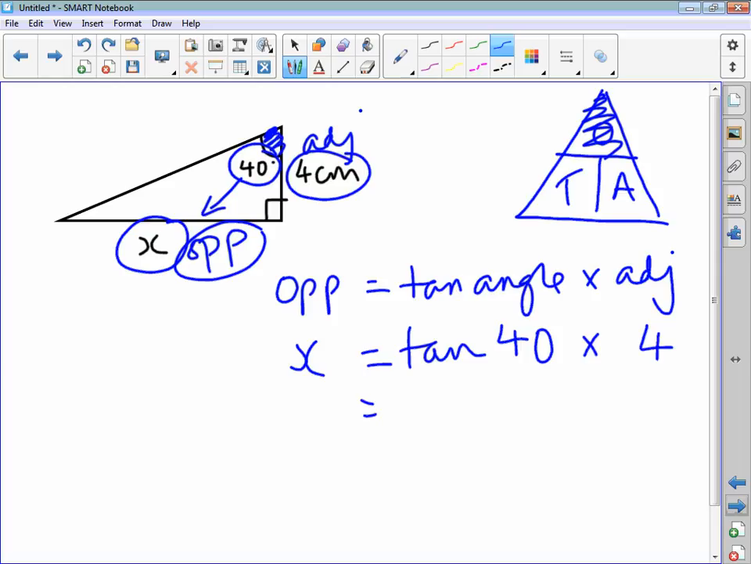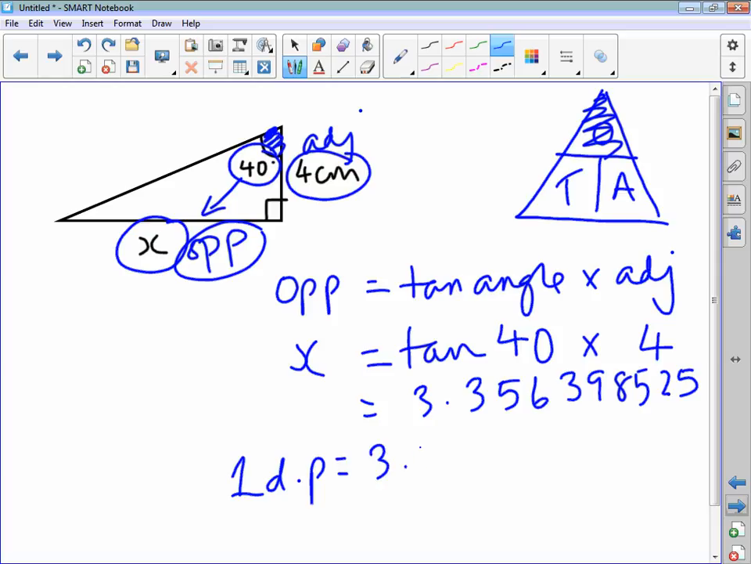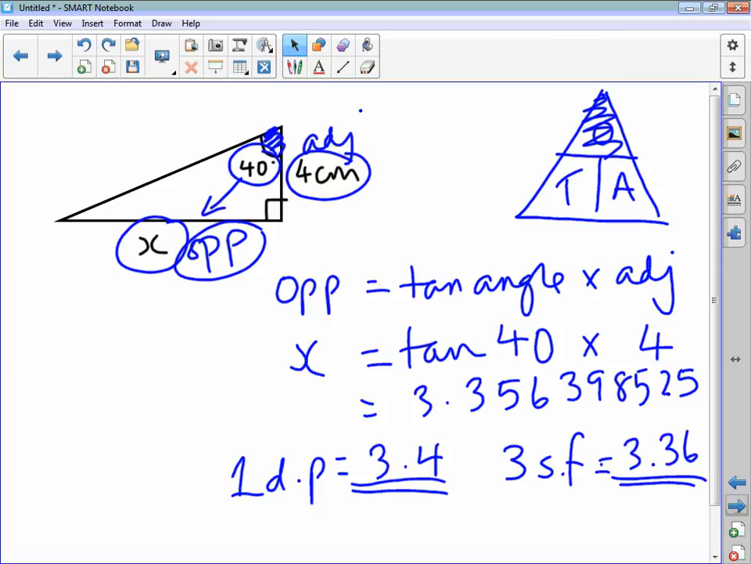Put that into the calculator, gives us an answer of 3.356398525. If we round that to one decimal place, we would get 3.4. If we round that to three significant figures, we would get an answer of 3.36. Okay, several examples there of showing you how to find a missing side in a right-angled triangle using right-angled trigonometry.